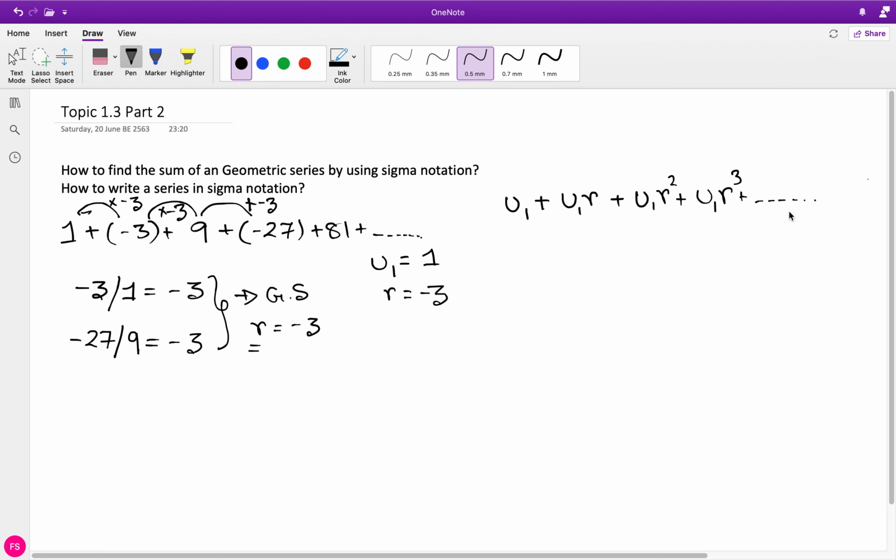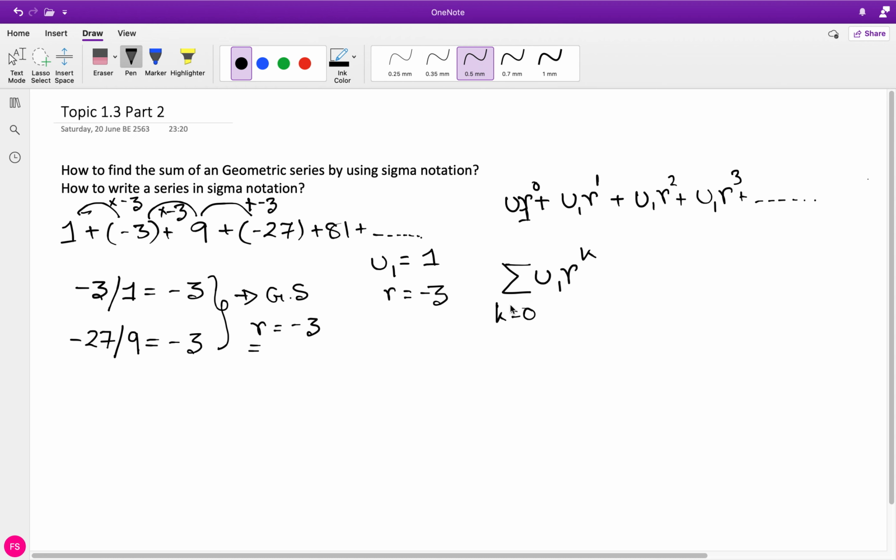Now we have to represent this in sigma notation. I will start with this. The pattern of this series is that U1 stays constant, but the power of R keeps on increasing. The power of R is 1 here. The power of R is 2. So it keeps on increasing by 1. That means the first term must be R to the power of 0. U1 stays constant, but the R keeps on changing, depending on the term of the series. For the first term, the power of R is 0. So I'm going to write k equals 0, where k is your power.